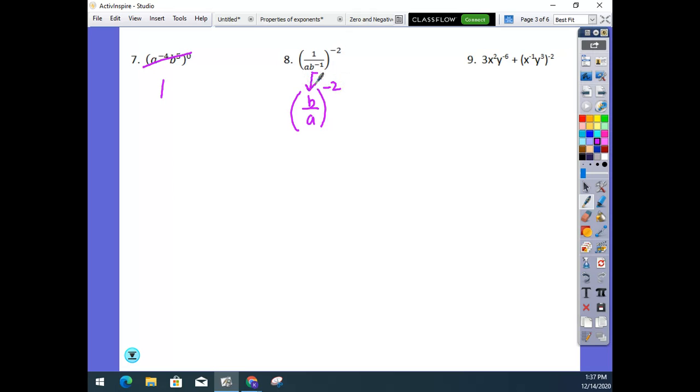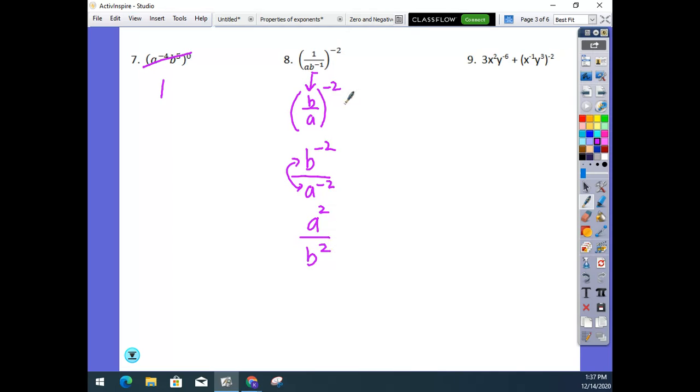So the only thing I did here was move my inside negative exponent. Now I'm going to give each one its own -2 exponent. Then these two are going to just trade places. The A goes to the top and becomes positive. The B goes to the bottom and becomes positive.